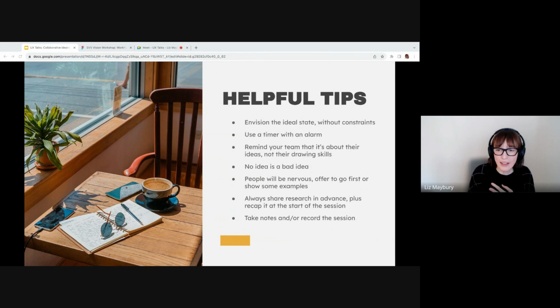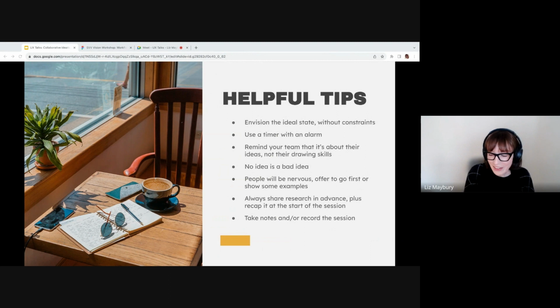Always use a timer with an alarm. I'm sure you've been in lots of sessions or discussions where one or two people are more chatty, more outgoing. If you use an alarm, that's going to help you give everyone an equal opportunity to speak. Always remind your team it's about their ideas, not their drawing skills.